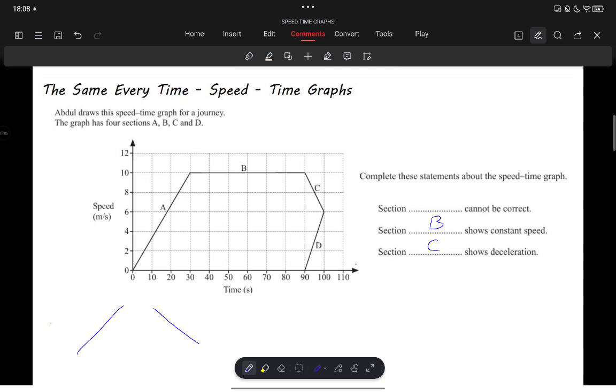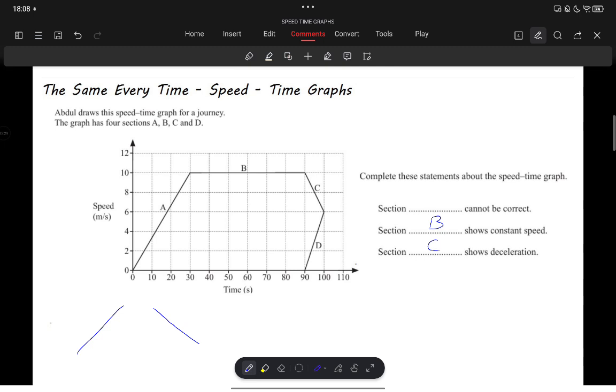One of these sections cannot be correct. Well, section A can be correct, can't it? Over the time from 0 to 30 seconds, speed has increased from 0 to 10 meters per second. B is the constant speed, that's fine. C is the deceleration. Right then, what about part D?